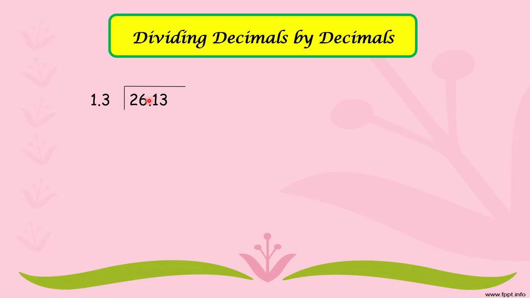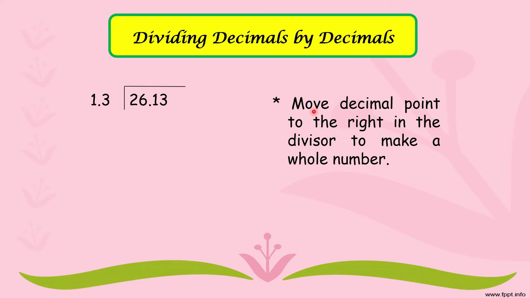Example: 26.13 divided by 1.3. First, move the decimal point to the right in the divisor to make it a whole number. In this case, our divisor is 1.3, the number outside the division symbol. And the number inside the division symbol, 26.13, is what we call the dividend.